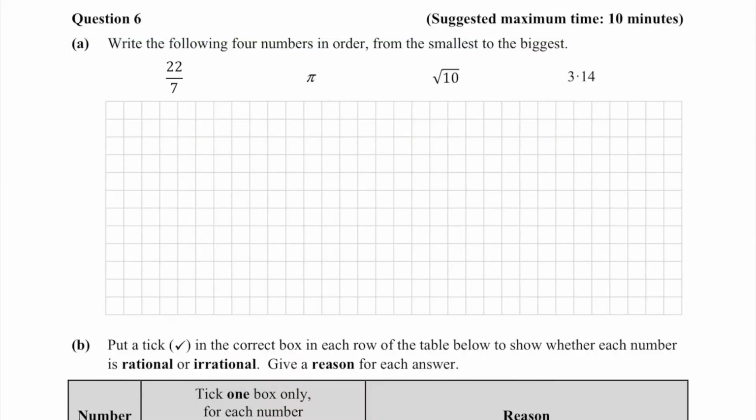Here's today's question, which is worth 20 marks. In part A, we're given 4 numbers, and we have to put them in order from the smallest to the largest. To do this, we need to convert all these numbers to decimals.